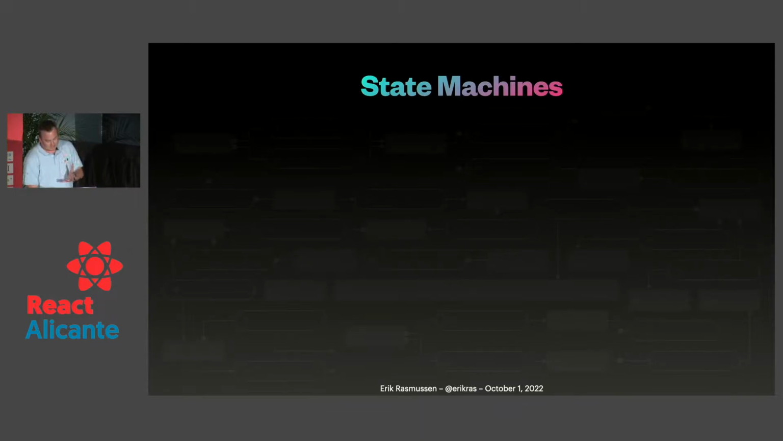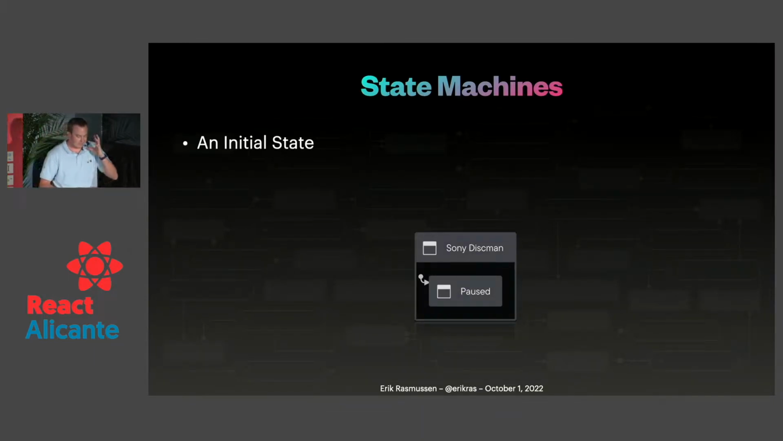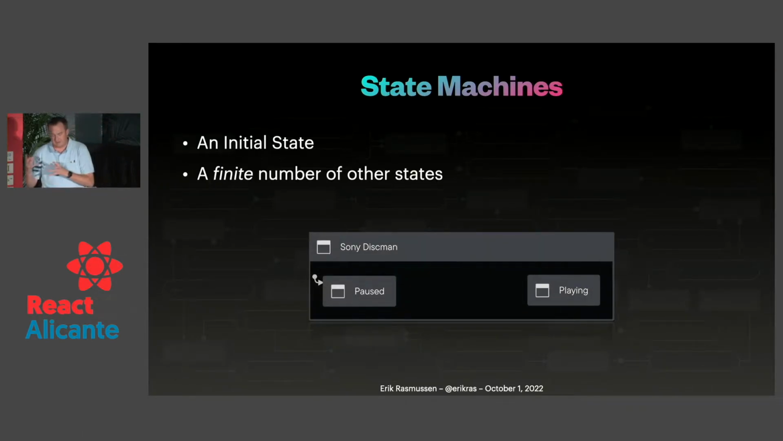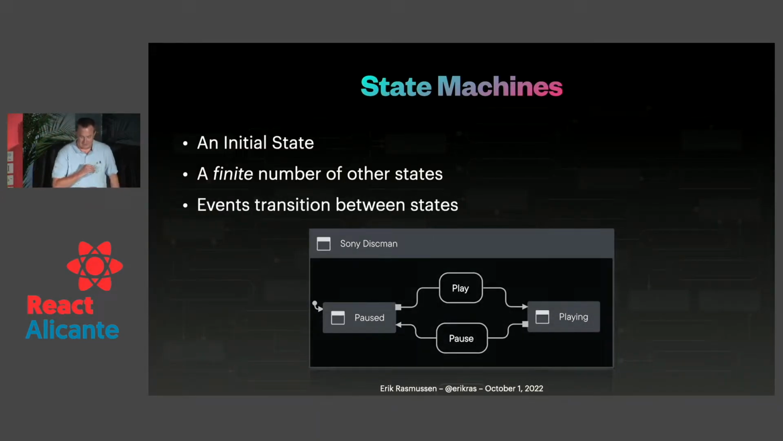A state machine is something that defines an initial state, and then it defines some finite number of other states. That's why sometimes it's called finite state machines. And then it defines events that can transition you between these states. Sometimes it can do other things, like David showed about firing off side effects, but we'll get to that in a moment.